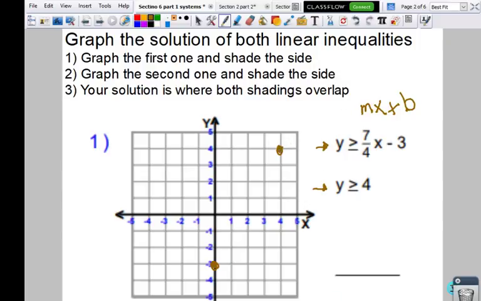Jared, is my line going to be solid or dashed when I connect these? Solid. So I'm going to make a nice solid line. And we need to pick the side to shade, right? Keith, what point you want to pick? The true side. Yeah, but we have to figure that out by picking a point. So what's a good point you want to pick? Nice easy one.